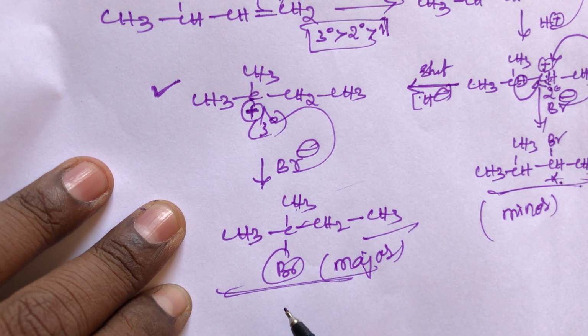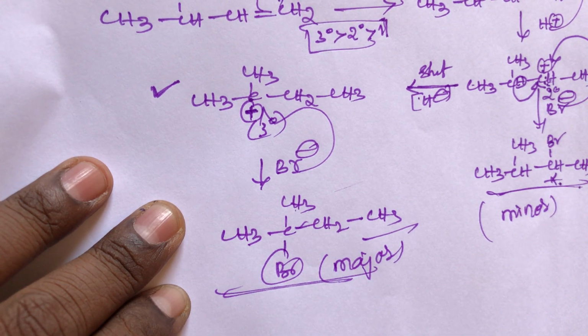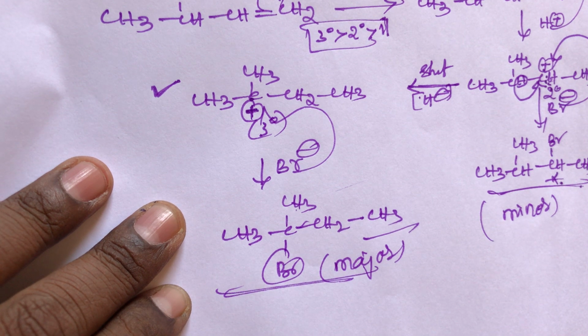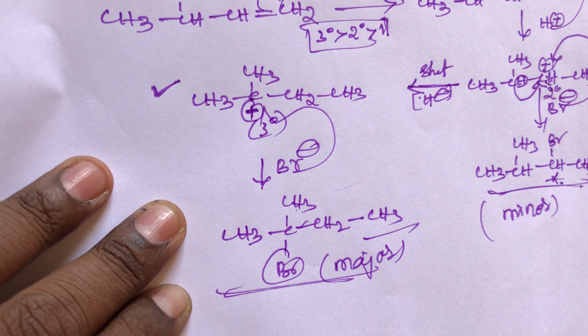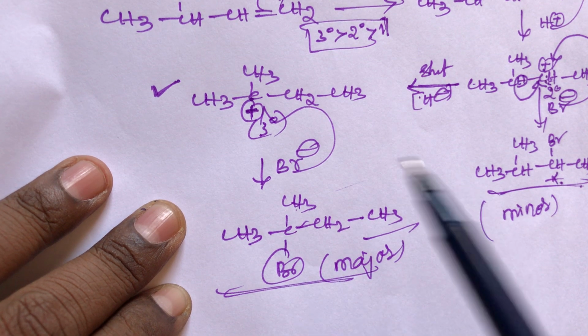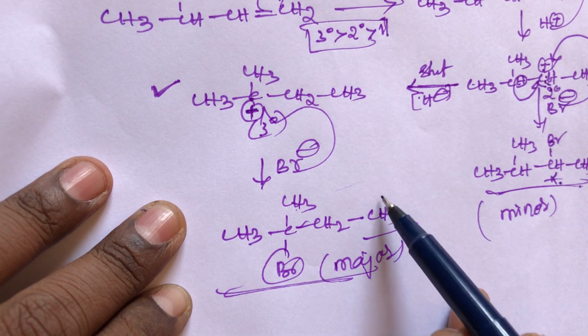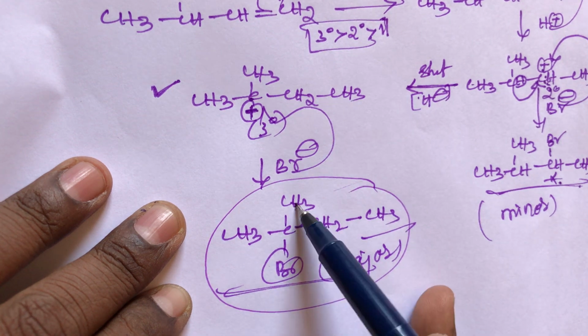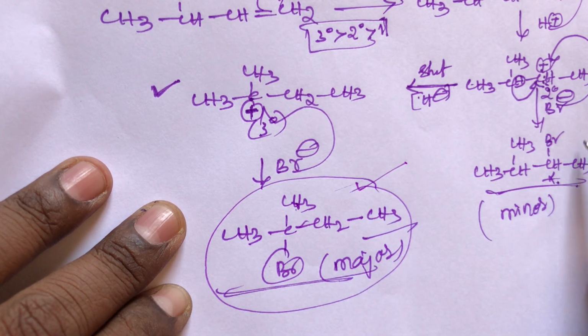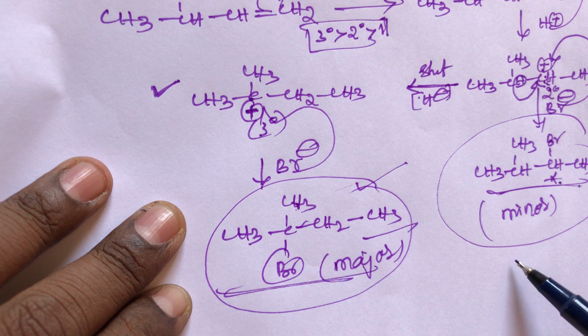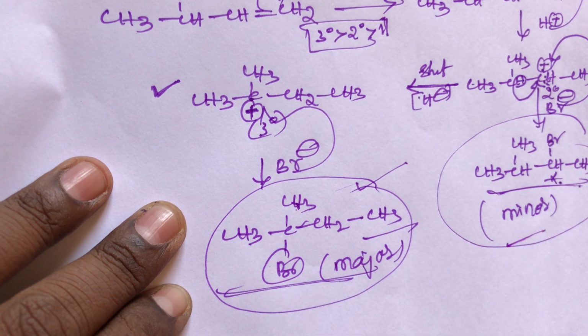In the Markovnikov rule, rearrangement is possible, but in the anti-Markovnikov rule, rearrangement is not possible. It is very important, students. Rearrangement is possible only in the Markovnikov rule. So out of these two, which is the major product? 2-bromo-2-methylbutane is the major product, and 2-bromo-3-methylbutane is the minor product, due to hyperconjugation.